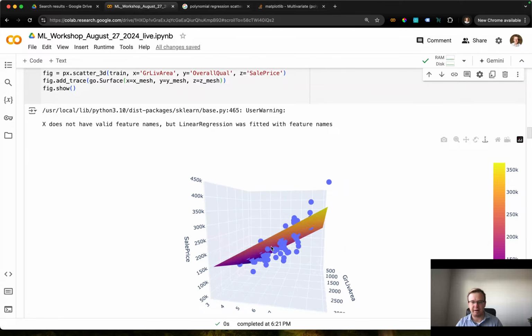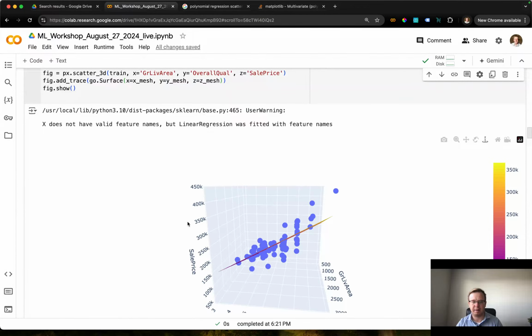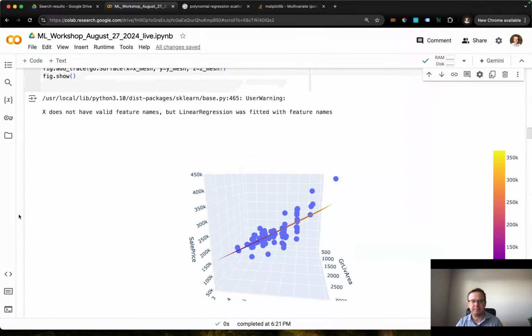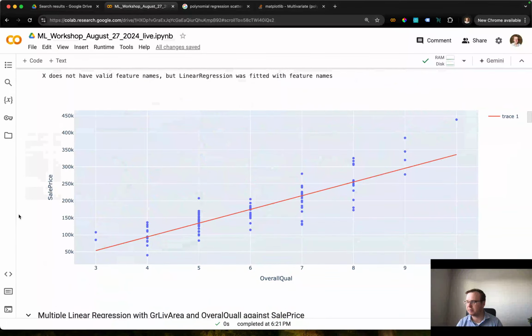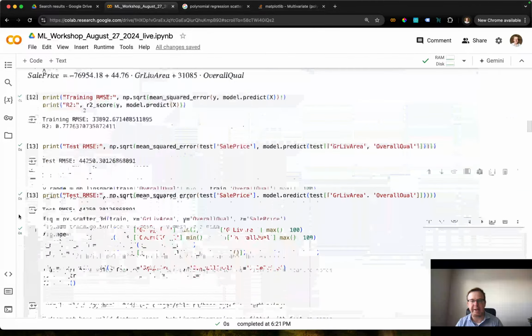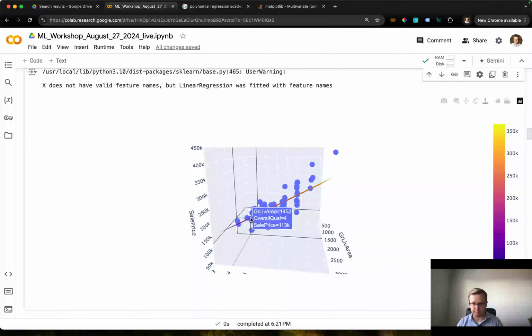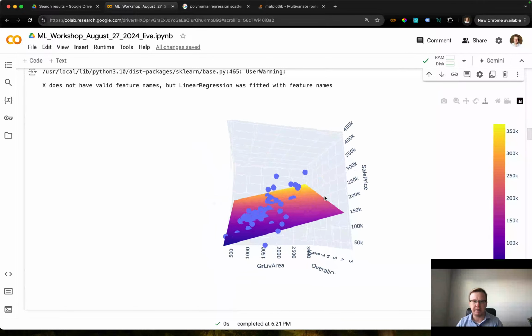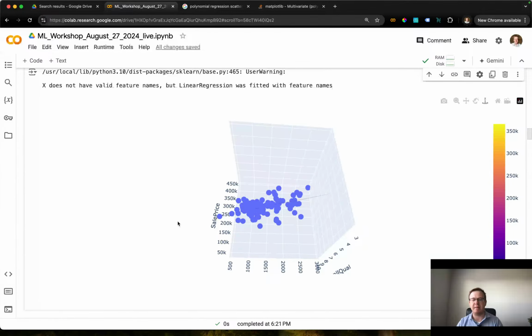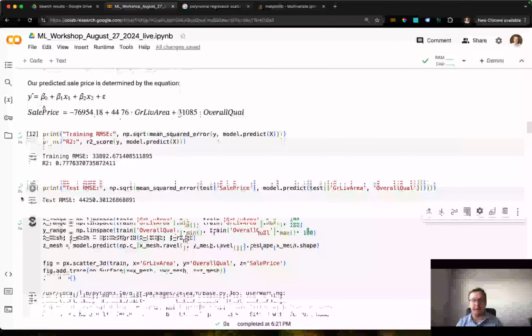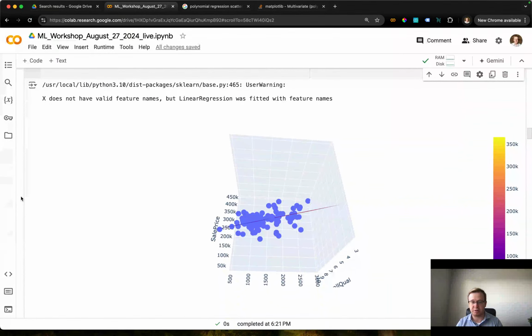Let's see if I can make it a little more visible. This graph is the same as this graph. So looking at that plane edge on would be the same as the simple linear regression model, same as if I looked at it this way. That is the line of best fit between sale price and living area, square footage.